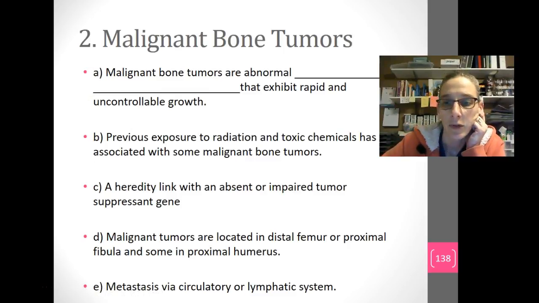Okay, then we've got malignant bone tumors. Malignant tumors are either primary or secondary. Primary starts in the bone. Secondary is a cancer that originates at another location in the body, the lung, breast, kidney, and then travels to the bone. All right, malignant bone tumors are, again, I hope you'll kind of pause and check this out for yourself.